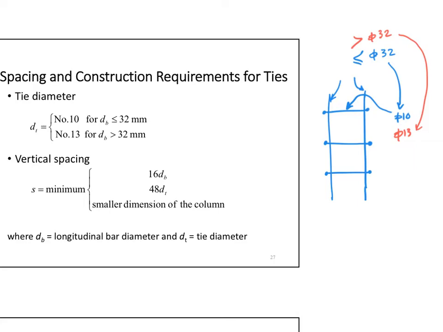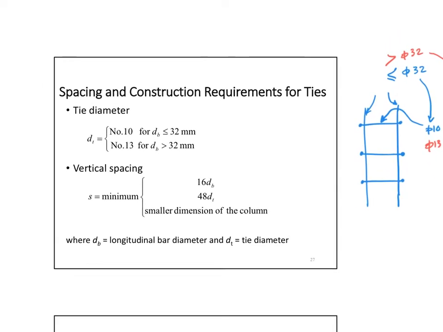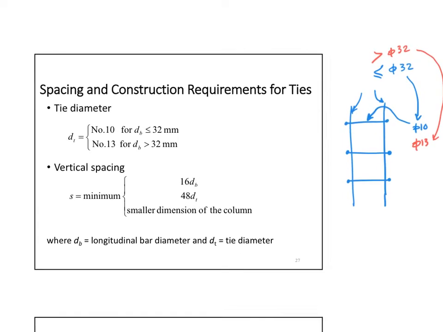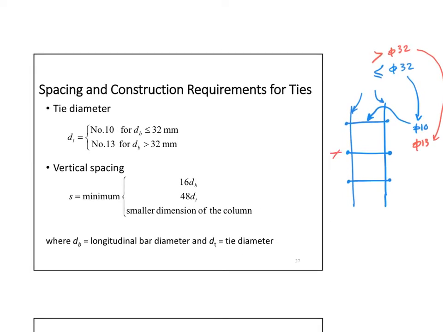Phi 10 and phi 13. Number 10 and number 13, of course, metric we're talking about here. Now, the second requirement is the spacing between the ties, every tie to the next tie, center to center. What is the spacing? They say it's the least of those three. What are those three?